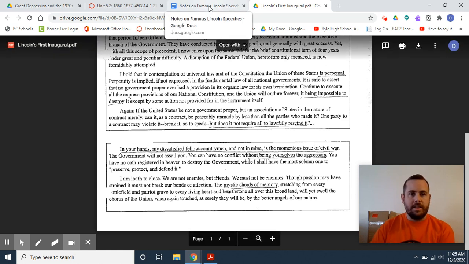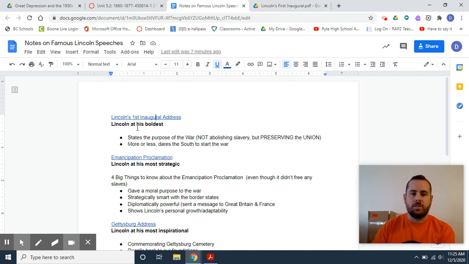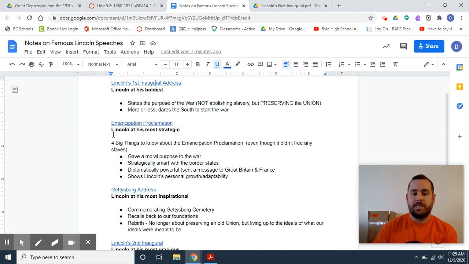Okay, so this is Lincoln. That's his first inaugural, and that was March of 1861. Fast forward to September of 1862, and we're going to look at maybe the most famous Lincoln text. Now, this technically isn't a speech. This was a written document, a proclamation, but this is Lincoln, I would say, at his most strategic. The Emancipation Proclamation, a proclamation of freedom.